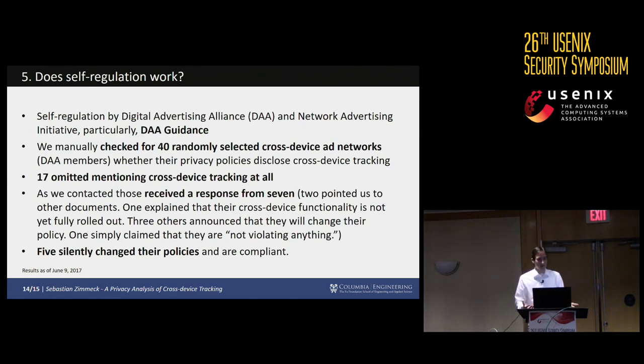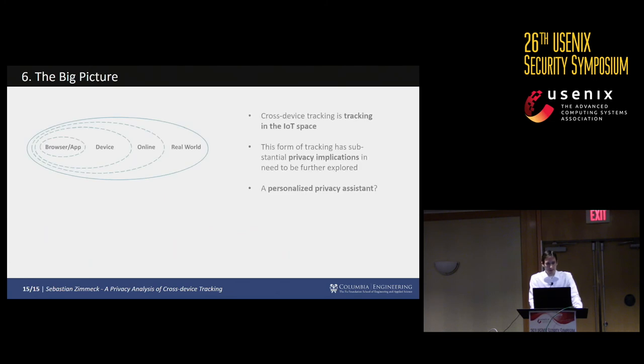And obviously, one can also argue whether the privacy policy is the ideal document to disclose this kind of practice, whether consumers are really aware and whether they make use of reading the privacy policy. Now, if we take a step back, cross-device tracking is tracking in the Internet of Things. And so the more devices become connected to the internet, I think the more we will see cross-device tracking. And as I hope to have convinced you here, it has substantial privacy implications.